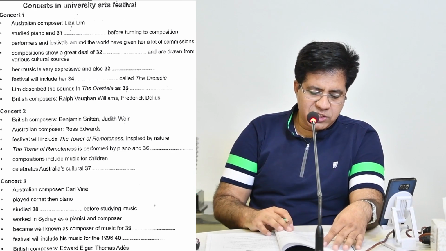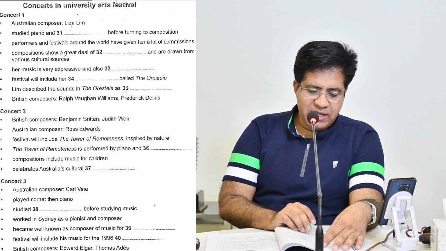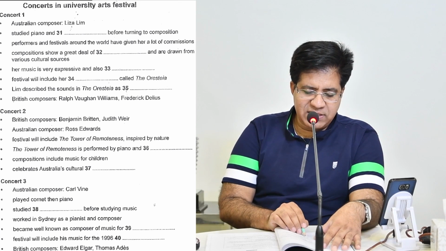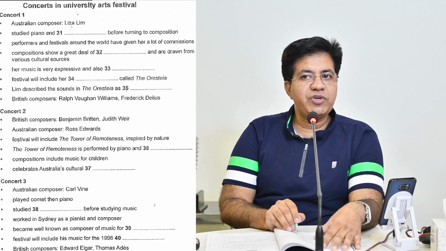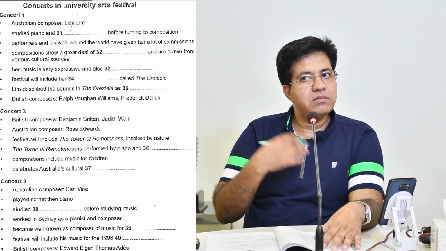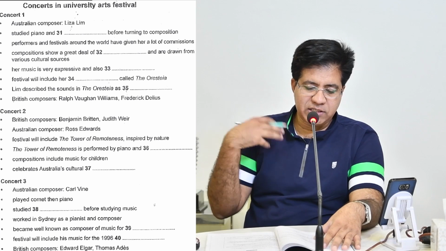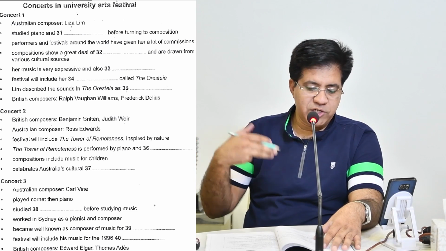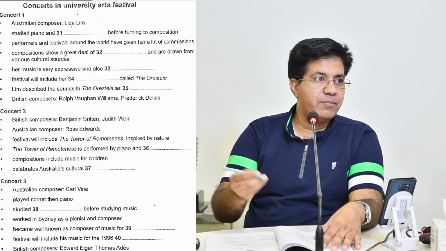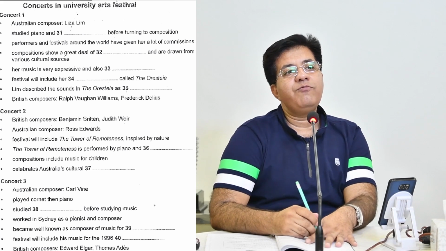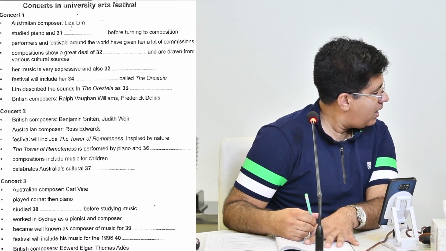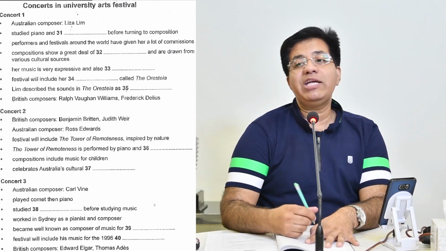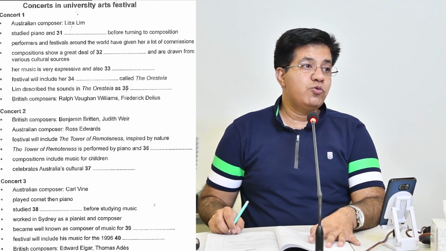Okay, next we've got question number 37. Celebrates Australia's cultural dash. Something related to cultural. Australia's cultural diversity, Australia's cultural issues, cultural norms, cultural something. There is one thing which is called, all right, group of words that come together. Collocations. You should go through collocations.